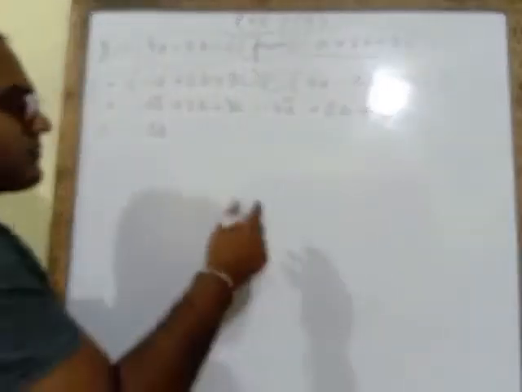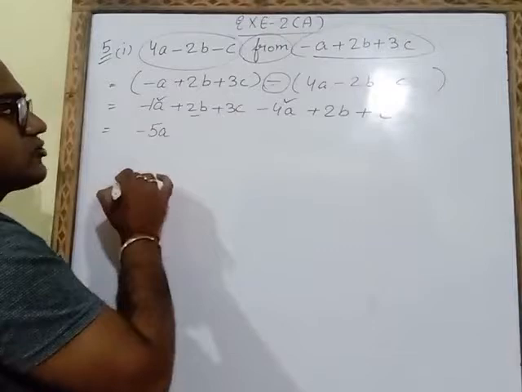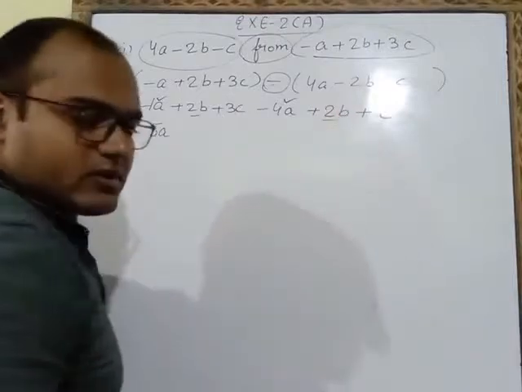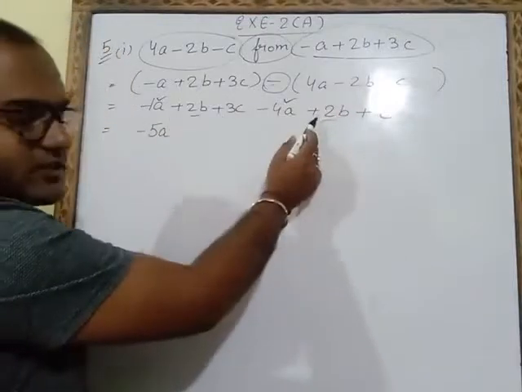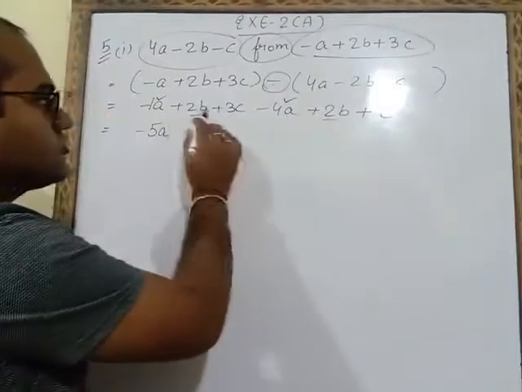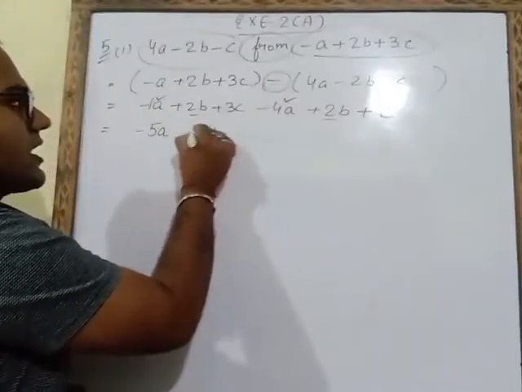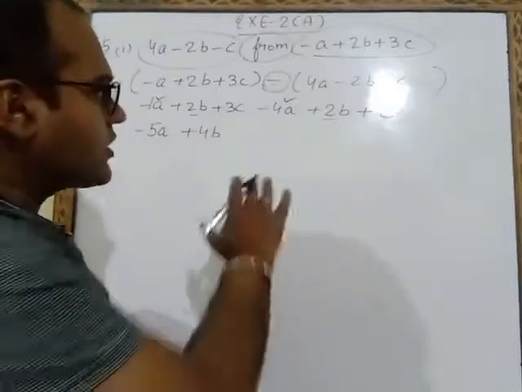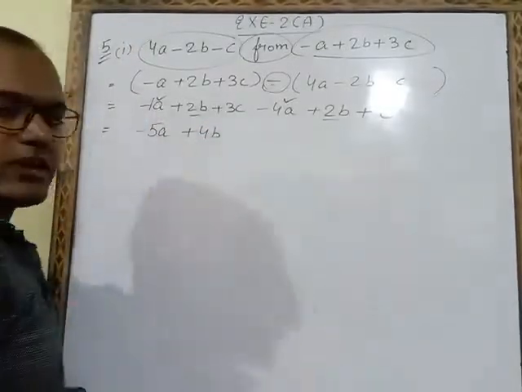Now another like term we will check, plus 2b and plus 2b. This is plus, this is also plus. So plus and plus will become plus, so we have to add these two. 2 and 2 will become 4b, and we have to put the sign of the greater number. Both are positive, that's why we will put a plus sign here.